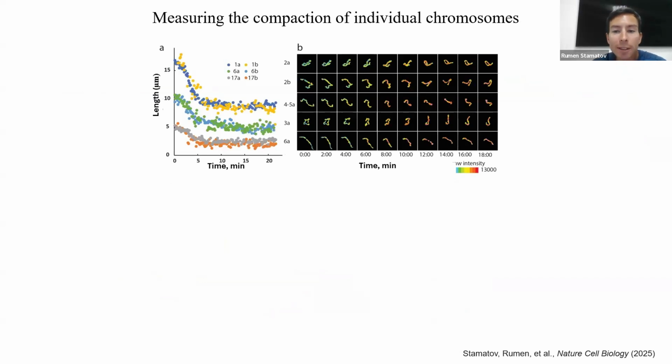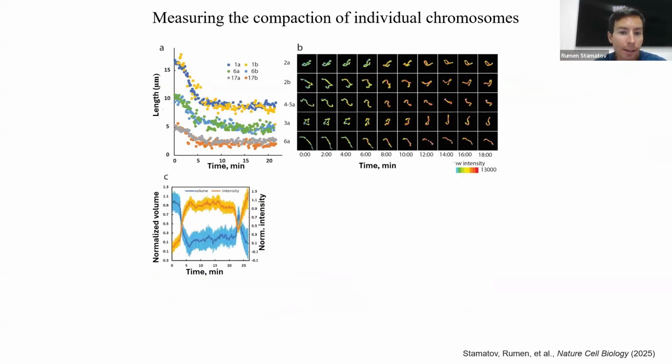Then we looked at the compaction of chromosomes over time. So we can do this several ways. We can measure the volume, the length, or also the fluorescence signal, because the chromosomes become not just smaller, but also brighter, because we have the same amount of fluorescent protein, which is crowded in a smaller volume. And these are all orthogonal methods of measuring chromosome compaction at very high temporal resolution, every 8 seconds. And if we do this, we can observe some very interesting patterns.